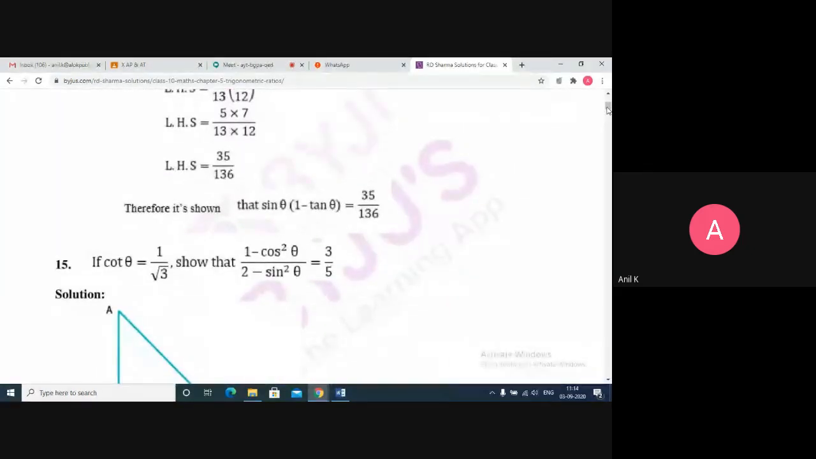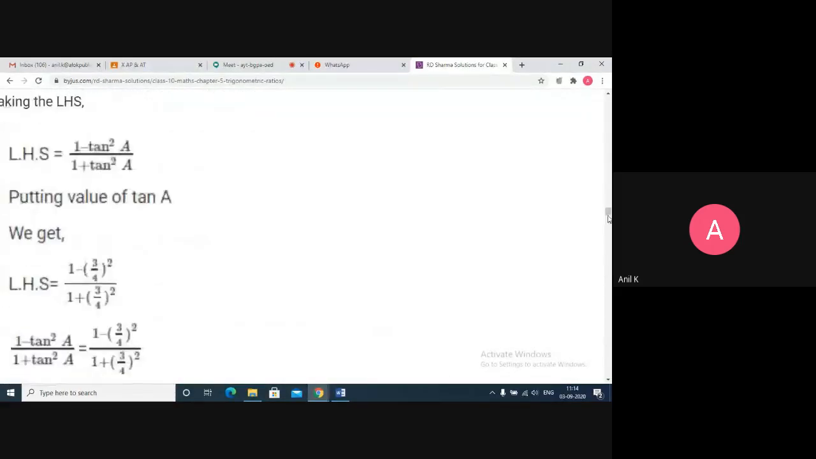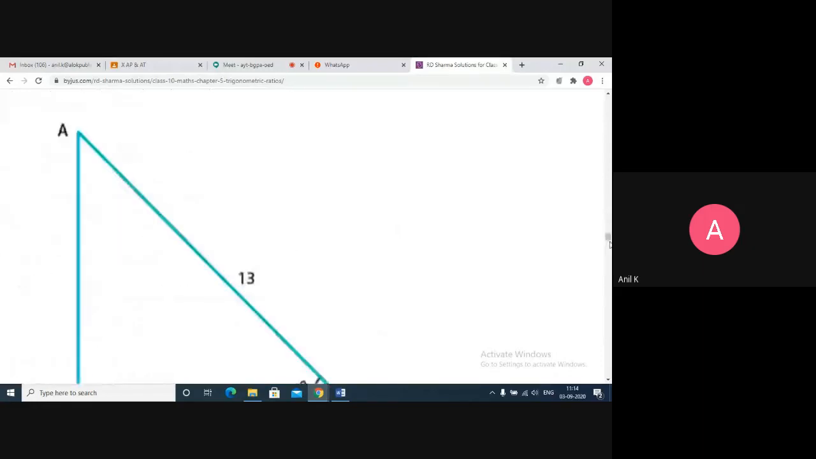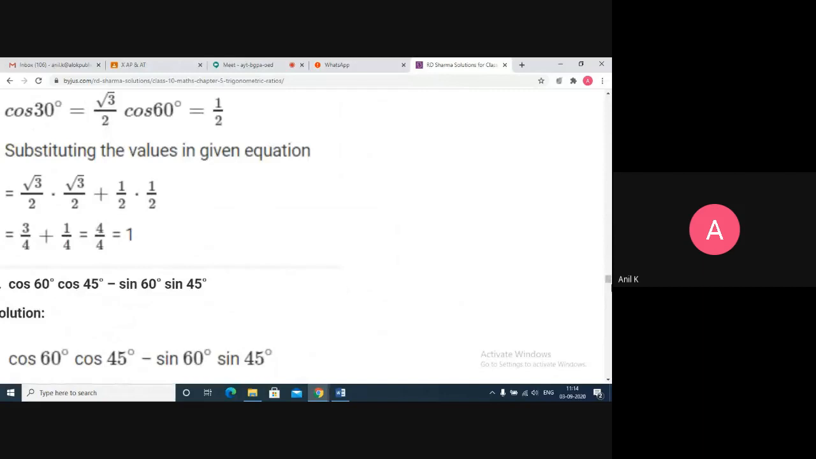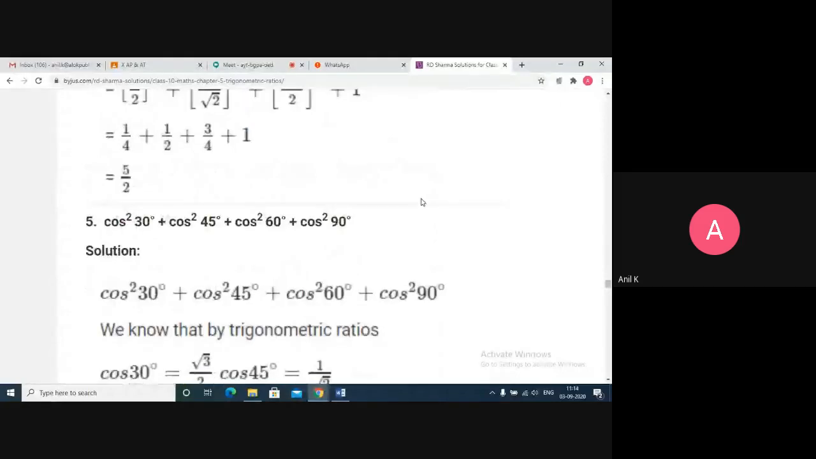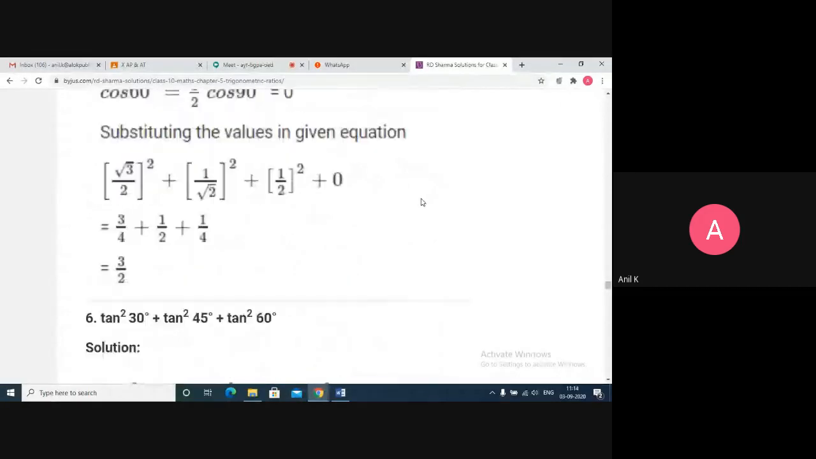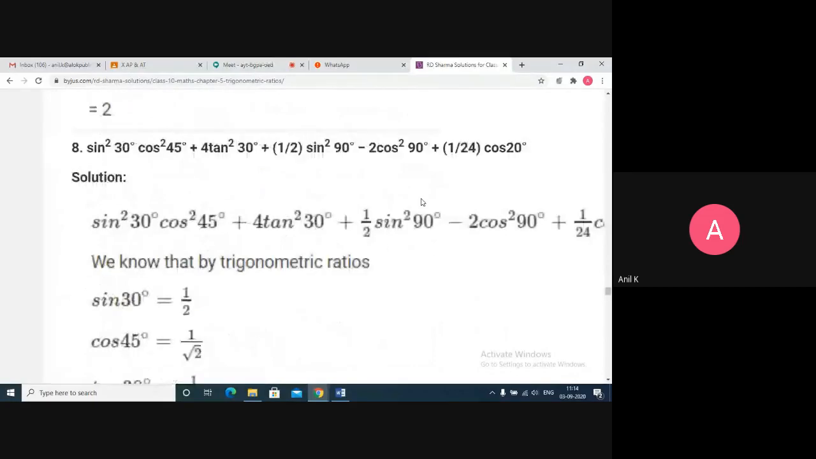So these are the one type of questions where they give one trigonometric value and ask you to find all other trigonometric values. Let me see if I have these angles questions. These are easy. Now you can solve the very difficult questions. You can note down this question in your paper.